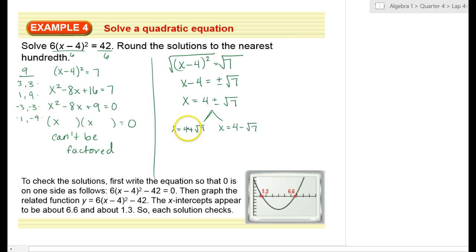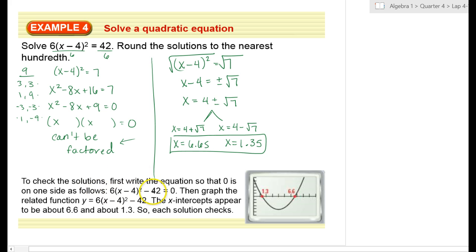So this, when I type it into my calculator, gives me 6.65 to the nearest hundredth, and this gives me 1.35 to the nearest hundredth. Those are my solutions rounded. Okay? Just because it can't be factored does not mean there's no solution. There is a solution. It's just not a nice number.